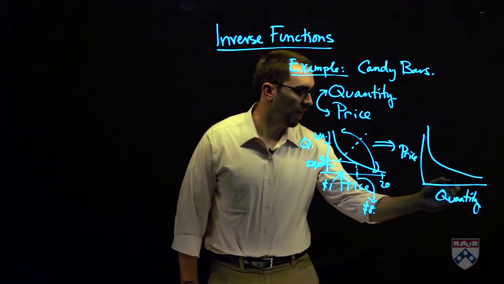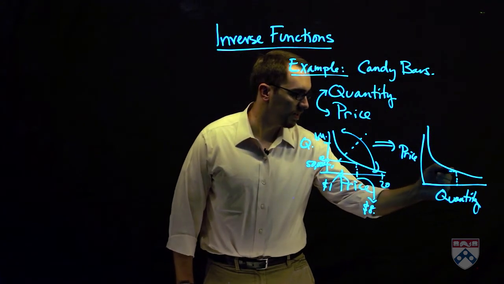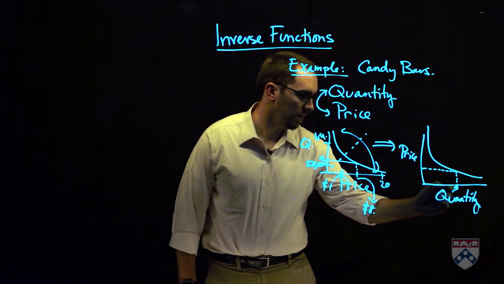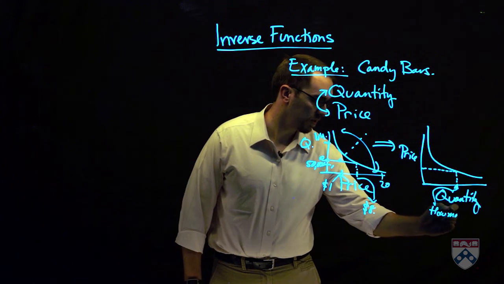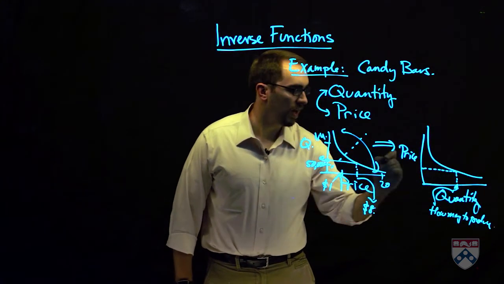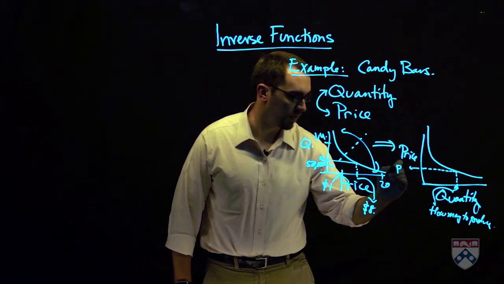On the other hand, if you have pretty firm production possibilities, you might go over here. This x coordinate here would represent how many you can produce. And vertically, this represents the price that you can expect them to sell.